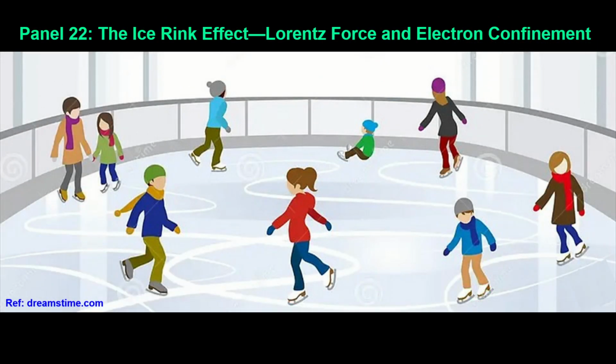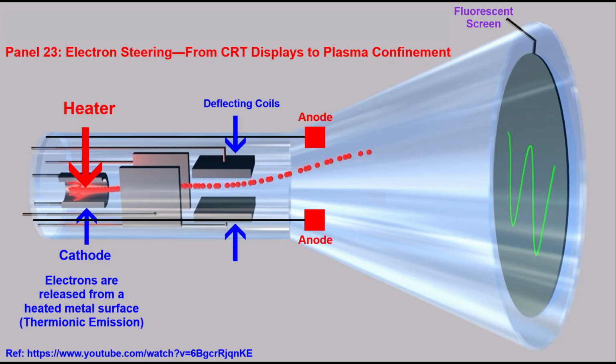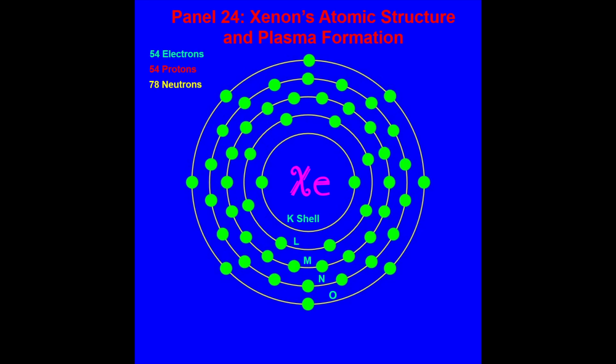Imagine an ice skating rink with a circular boundary. The Lorentz force acts like the curved wall of the rink, causing electrons to follow a curved spiral path instead of moving in straight lines, keeping them within the ionization region. A cathode ray tube, or CRT, uses electric fields to accelerate electrons and magnetic fields to steer them. The Lorentz force bends their path, precisely controlling the electron beam, key to forming images on the screen. Next, we explore how xenon atoms interact with energy, examining excitation, phosphorescence, and ionization, key processes behind luminous phenomena.